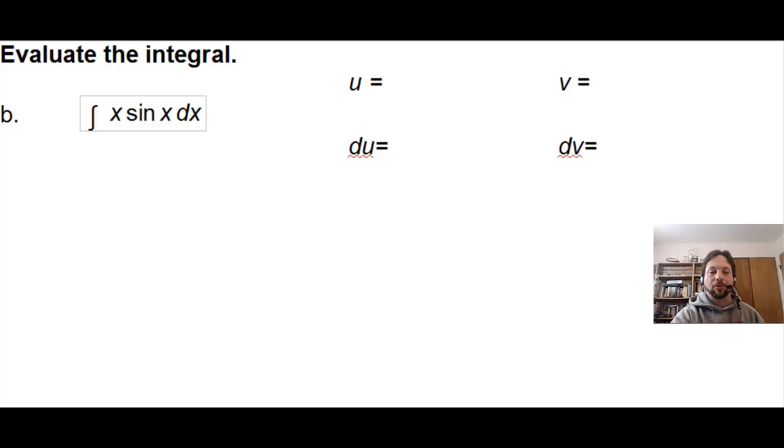In our second example, we're going to attempt to integrate x multiplied by sine x dx. Now, in our first example, we chose u and dv based on which factor was easier to differentiate and which was easier to integrate. I think you would agree with me that in this situation, it's hard to tell which one would be easier or more difficult. So perhaps we should find another way to determine which should be u and which should be dv.